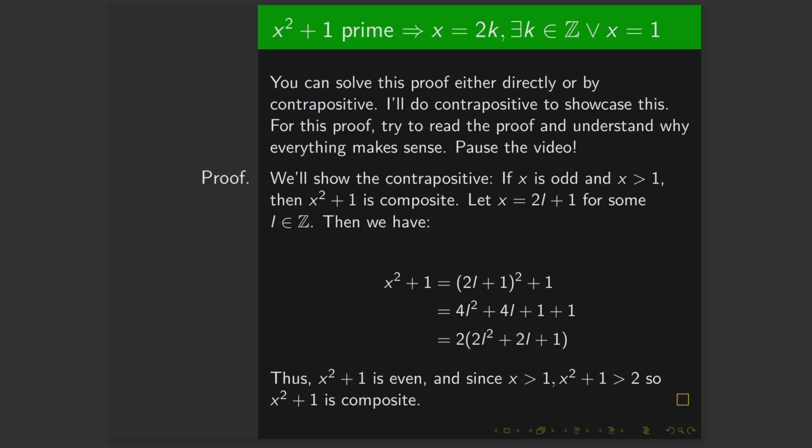So the actual contrapositive we're going to show is that if x is odd and x is greater than 1, remember x is a natural number and it's not equal to 1, so it must be greater than 1, then x squared plus 1 is not prime, or it's a composite number. So let's write x as an odd number and we expand this out and then bam. And since x is greater than 1, x squared plus 1 is greater than 2, and since 2 is the only even prime, we must know for a fact that x squared plus 1 is composite. Here, both directions, directly and the contrapositive, are effective. Both work perfectly fine, but it's just another technique to think about how you'd want to do it.